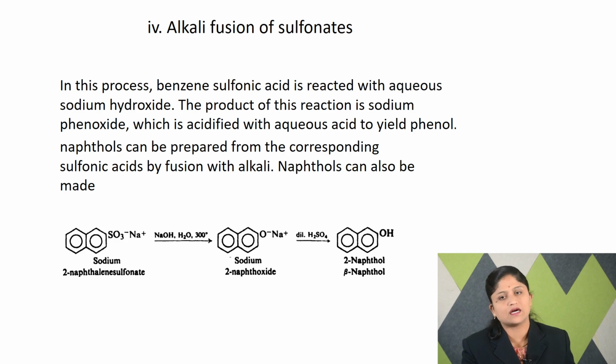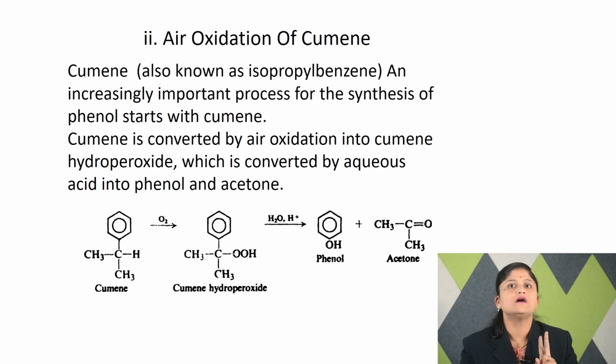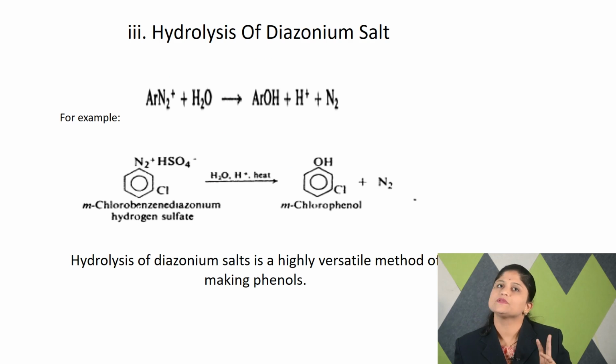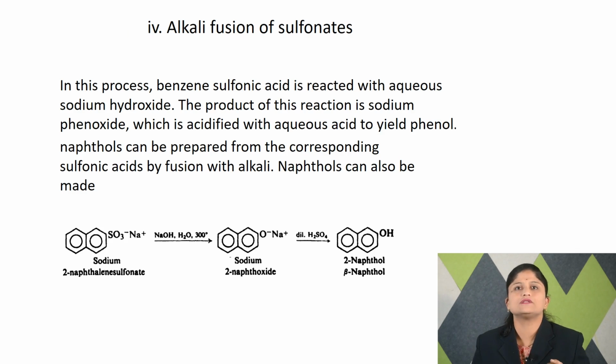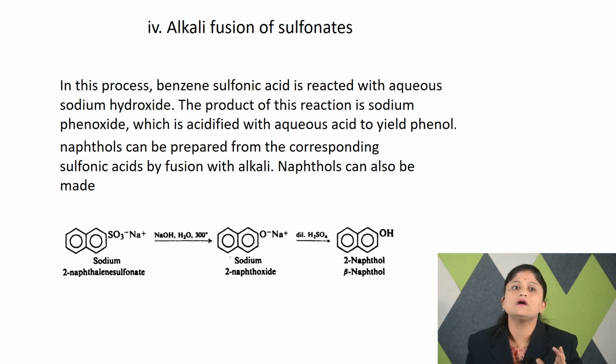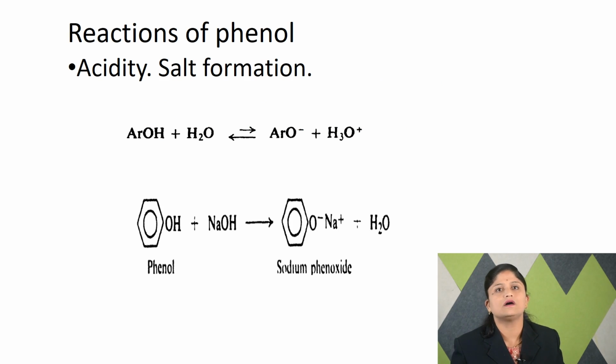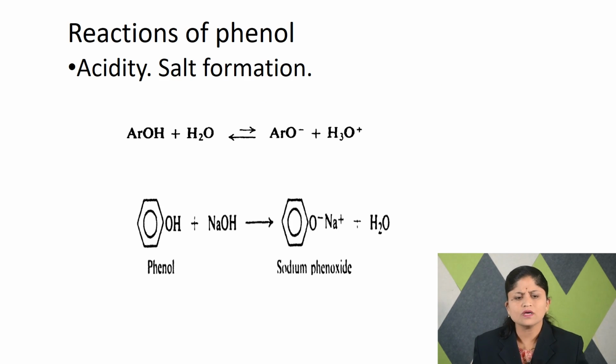So these are four methods for the synthesis of phenol: number 1, from chlorobenzene; number 2, through air oxidation of cumene; number 3, simply through the hydrolytic procedure of the diazonium salt; and the fourth is alkali fusion of the sulfonates in the presence of a strong base at high temperature. The particular sulfonate derivative is going to produce a phenol derivative.